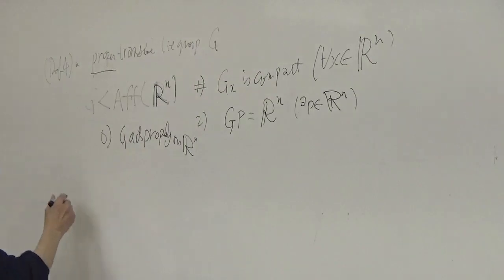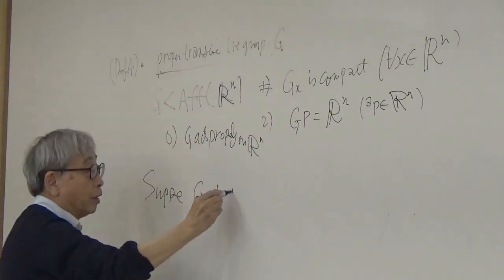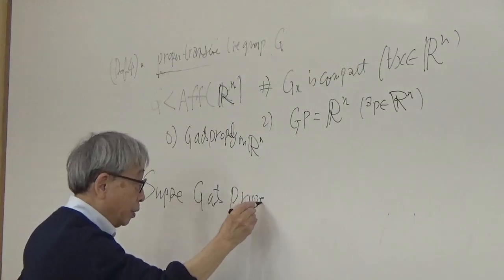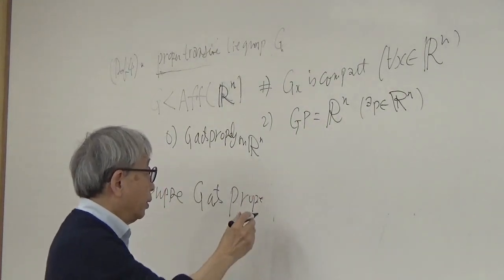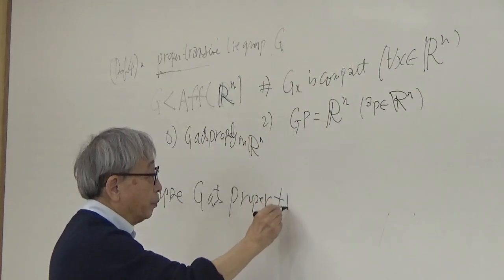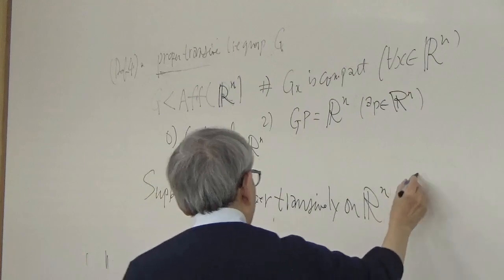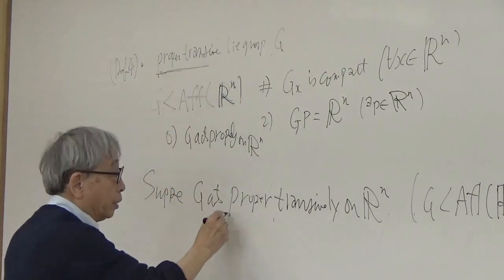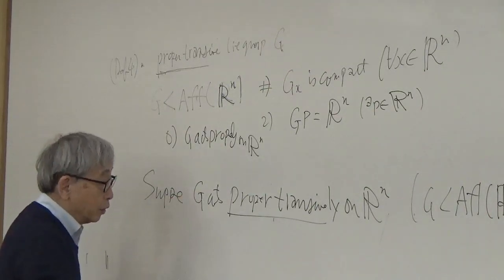Now let's consider, suppose G acts properly and proper transitively on Rn. So G is now a subgroup of the affine group, and in our notation G acts properly, proper transitively on Rn. Then what happened? Now we decide the form of G. Okay.